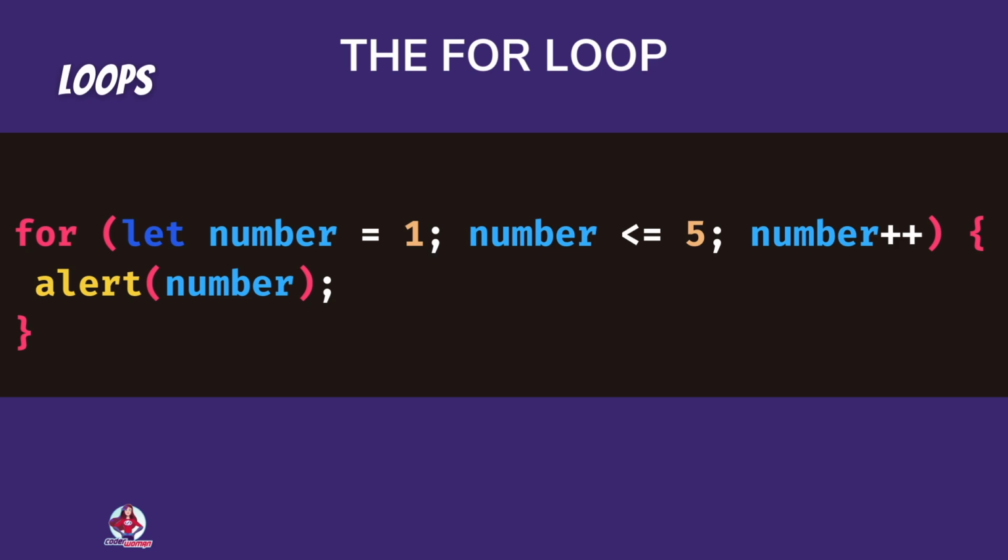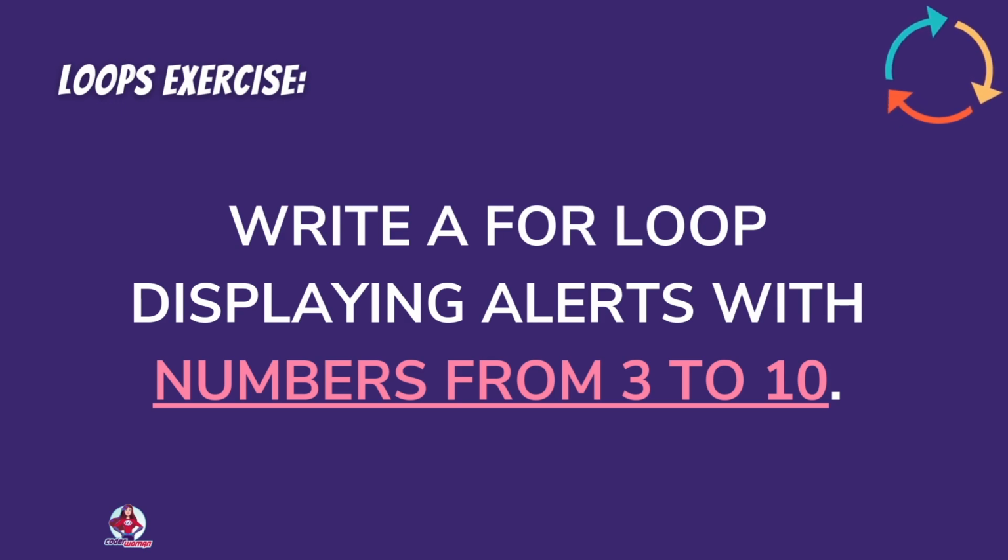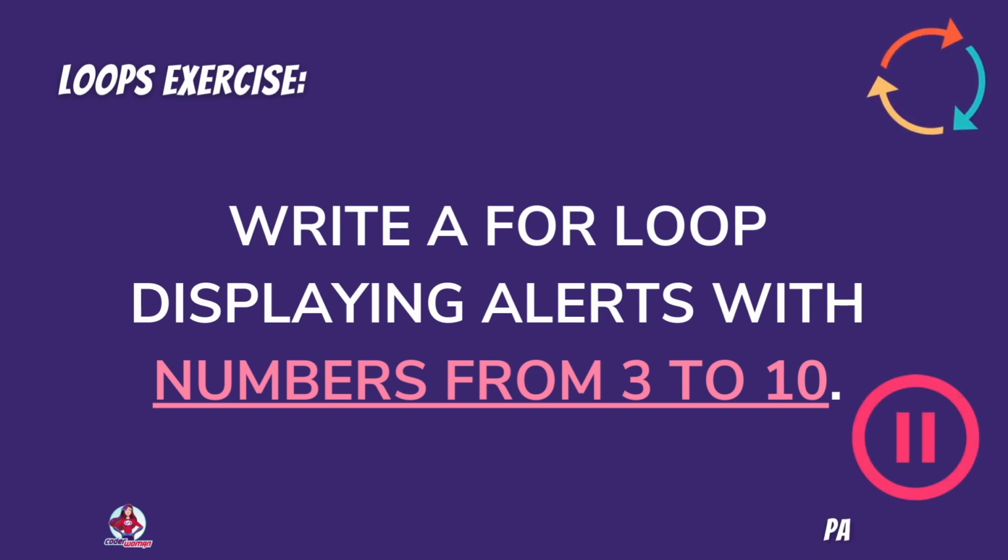Now that you've learned the theory, it's time for you to do some practice. Your task is to create a loop displaying alerts with numbers from 3 to 10. How do you do that? If you're not sure, watch the loop section and my example again, then change it to show numbers from 3 to 10. Are you ready? Pause the video and get started.